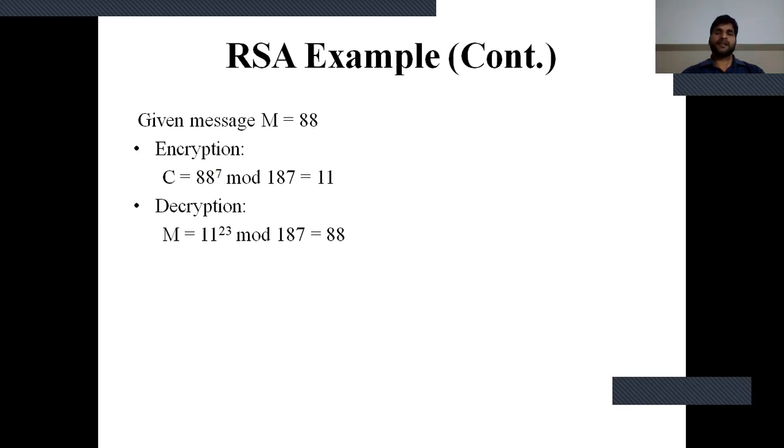We check 88 is less than n, so the requirement of the RSA algorithm is fulfilled. Now we encrypt the plain text using the encryption key: C equal to 88 to the power 7 mod 187 equal to 11. Similarly, we decrypt the message on the receiver side. Ciphertext achieved is 11 and the decryption key already solved is 23. So we find the plain text M equal to 11 to the power 23 mod 187 equal to 88.